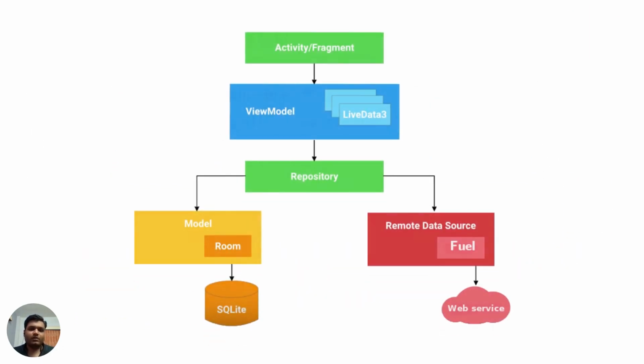Now, this is another diagram explaining the MVVM architecture. The activity and fragment is nothing but your view layer. The view model layer is represented in blue color, and then comes your repository. The repository is nothing but your model layer. If the model layer wants to interact with the database, it can do so by the yellow part. And if it wants to fetch data from the internet, it can connect through web services or APIs, which is represented in the red part.